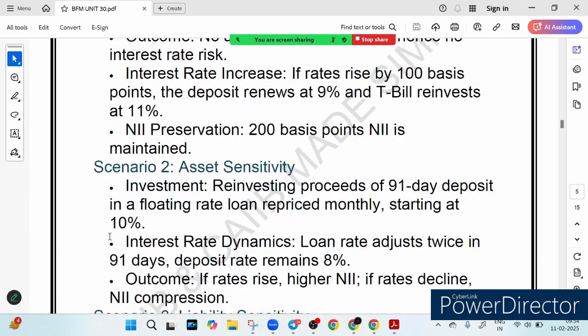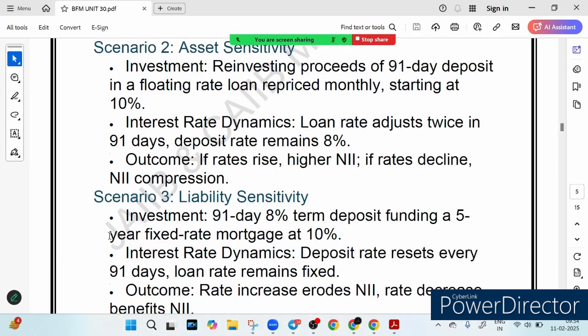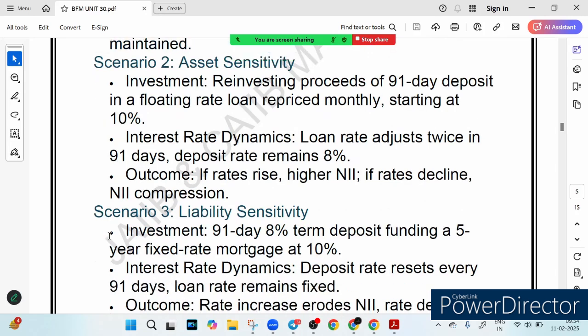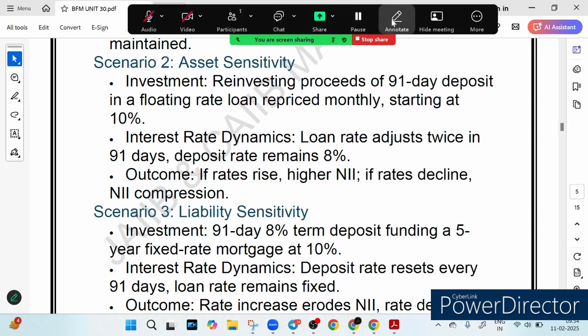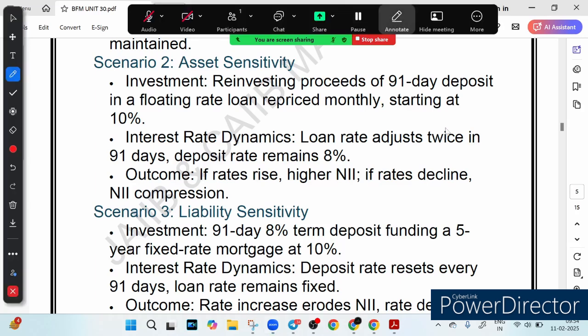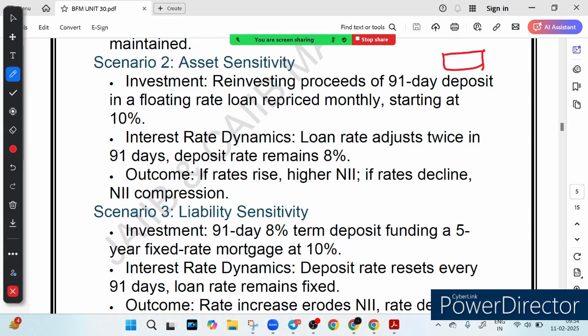Now let's take a look at scenario number 2. Now the bank is taking an FD for 3 months at 8%. I think you know the scenario. Now imagine the bank invests in a loan where the interest rate changes every month. That is a floating rate loan. So the bank has taken an FD from you, and the bank has invested in a loan which changes every month. That is called a floating rate loan, whose interest rate changes every month, right? But the deposit rate stays fixed for 91 days.